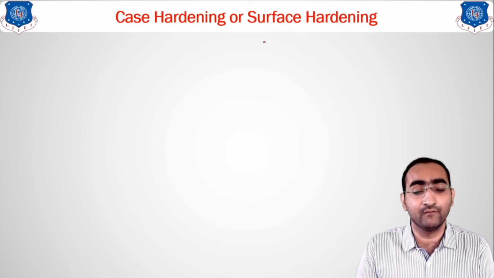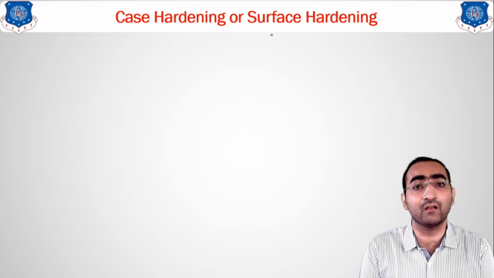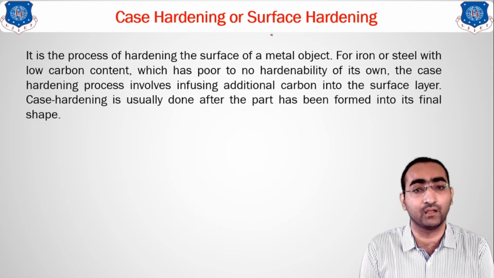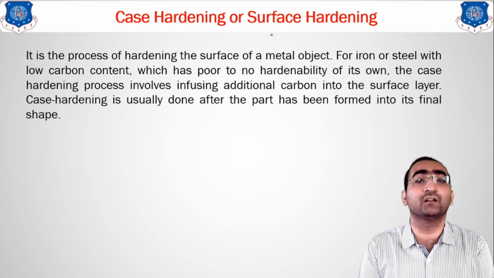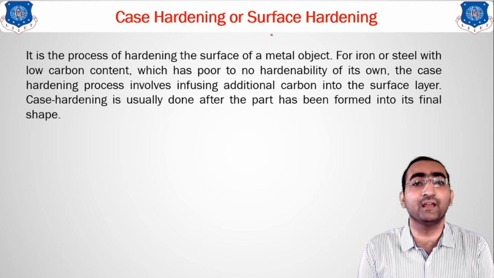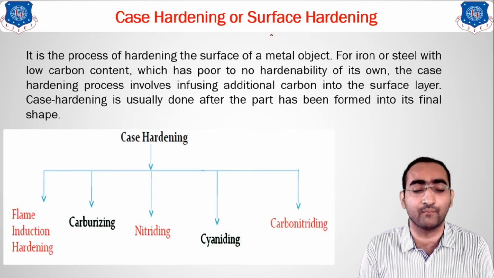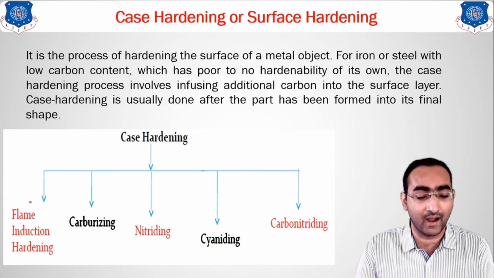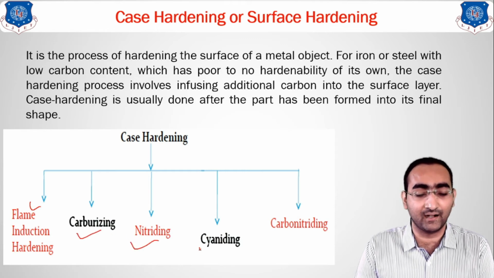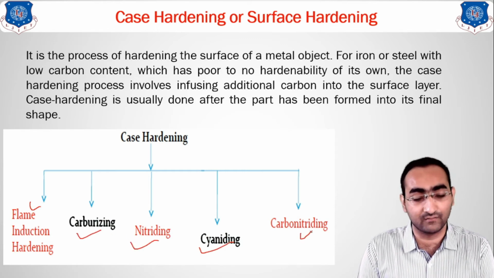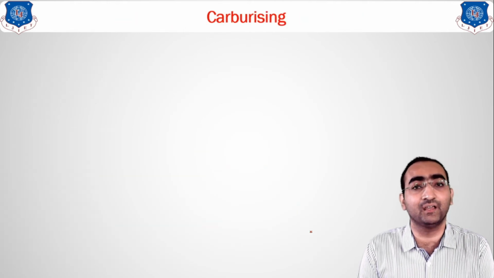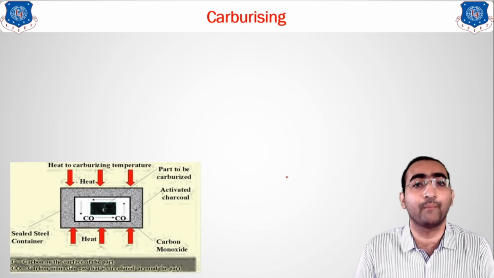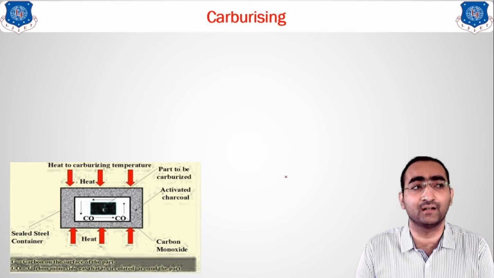Case hardening and surface hardening are one and the same thing. Clear? As I told you, nowadays things have changed and we require hardness only on the specimen's surface. We are not at all interested in hardening the whole specimen. For that, as discussed, the methods are flame hardening, carburizing, nitriding, cyaniding, and carbonitriding. Let us discuss this in detail, and the very first method is the carburizing method.